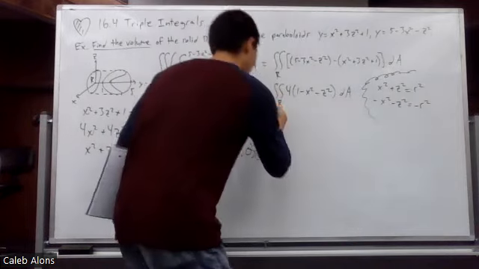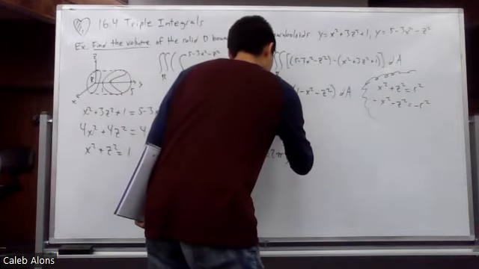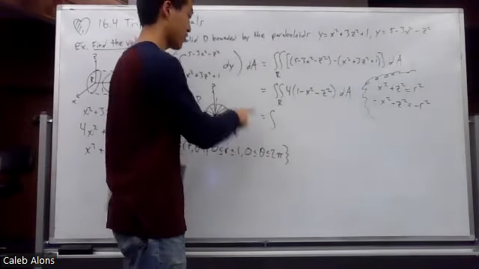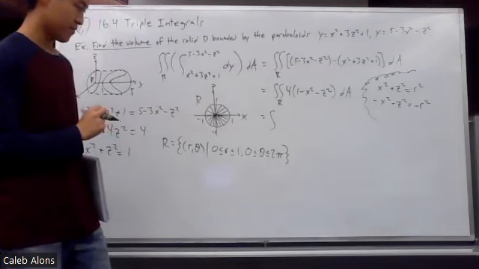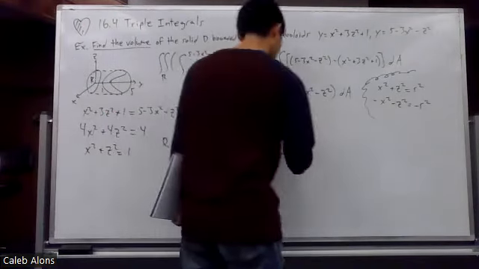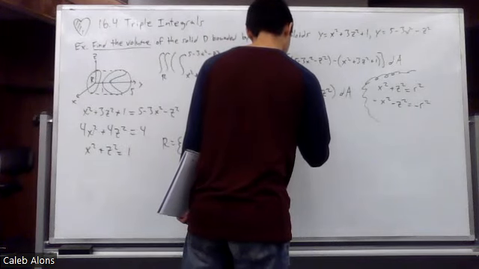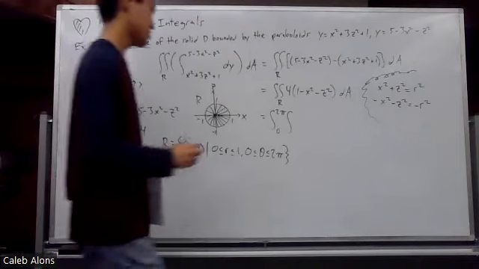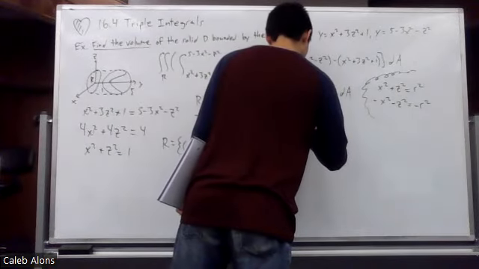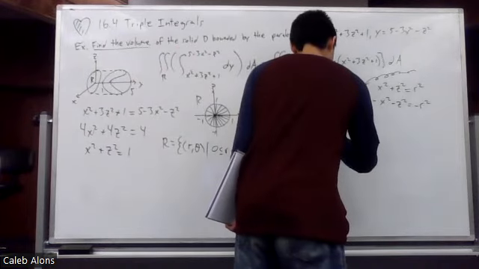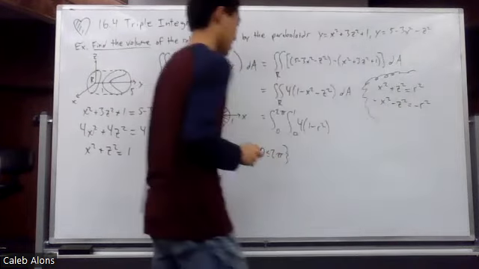So what's going to be on the outside when you convert to polar? 4. Yeah, theta is going to be 0 to pi. And then after the theta, what's going to be the next limits of integration? 0 to 1. Still have the 4 chilling. 1 minus R squared, because that's what that is.